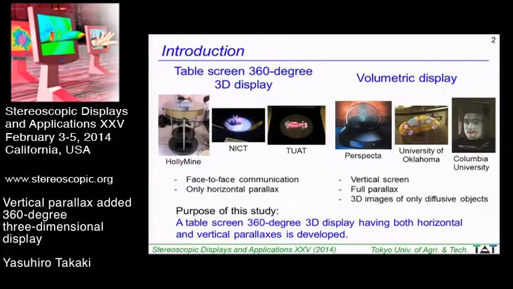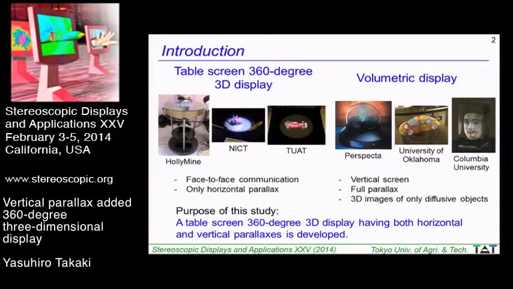Recently, table screen 360-degree 3D displays have been developed. These are display systems developed by Horimine, NICT, and our research group. Multiple viewers can be located at any position around the screen. Face-to-face communication is possible because the table screen does not disturb the communication among viewers. These systems can be applied in various applications such as industrial design, city planning, and air traffic control.